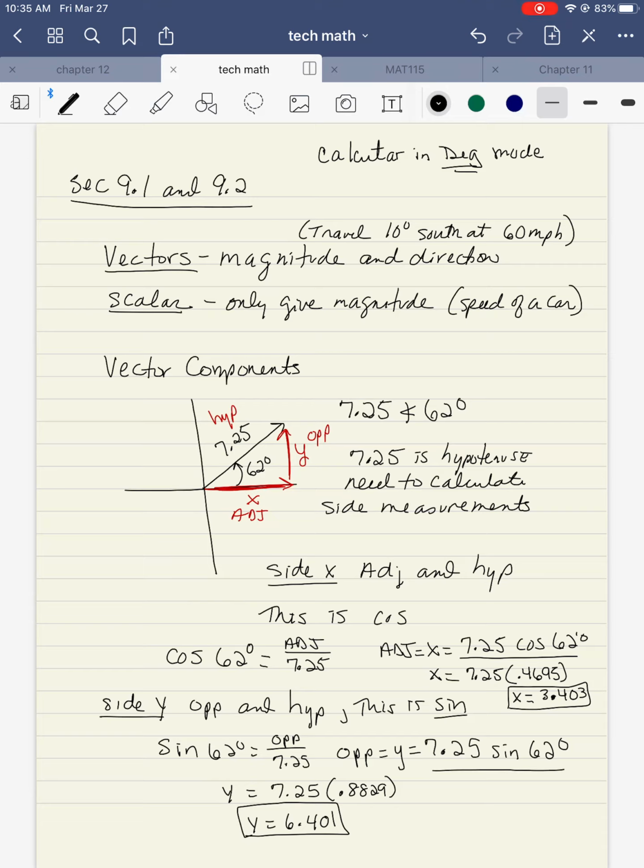So I can look at this vector two different ways. I can look at its angular position at 62 degrees with a length of 7.25 as a magnitude, or I can write that same vector as two components. I can say I'm going over 3.4 on the x and up approximately 6.4 on the y. That will express the vector in terms of its x and y components.